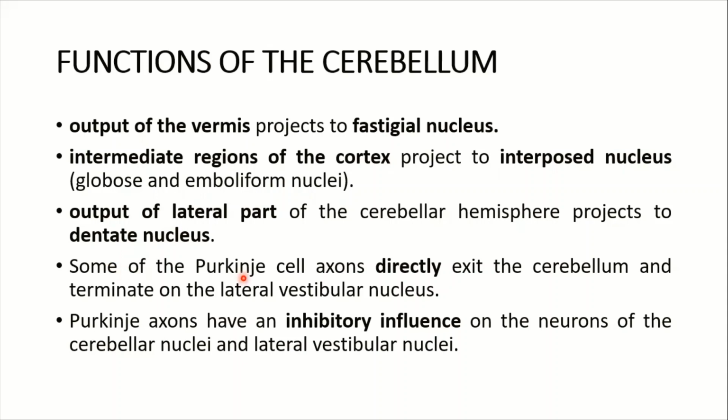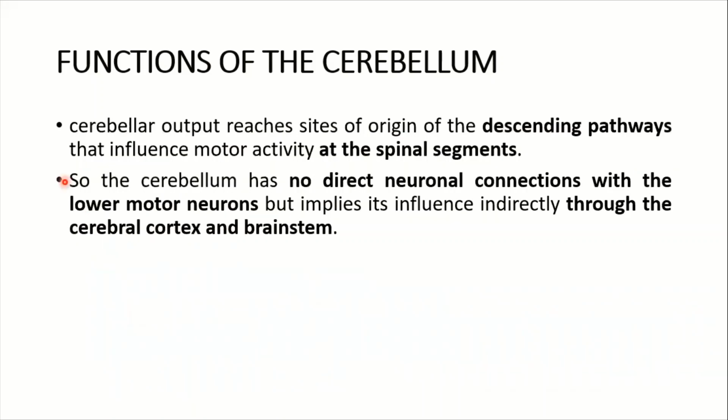Some of the Purkinje cell axons directly exit the cerebellum and terminate on the lateral vestibular nucleus. Purkinje axons have an inhibitory influence on the neurons of the cerebellar nuclei and lateral vestibular nuclei. All these phenomena have been explained with the help of diagrams in previous lectures here on YouTube, Learning Anatomy.